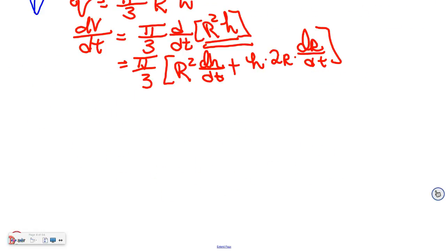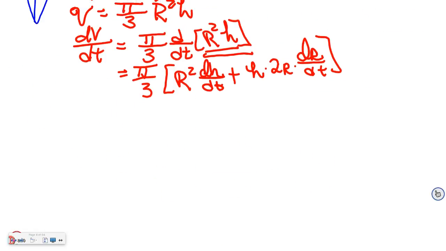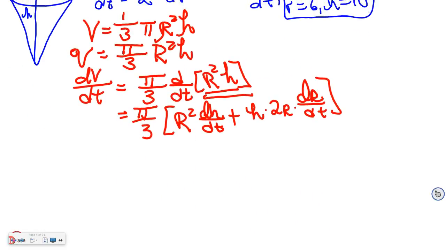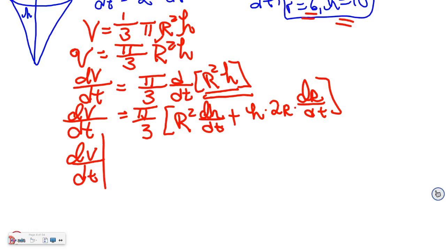What do I do now? Right now, I'm going to take that screenshot. I am looking for the volume, its rate of change, at the instant when the radius is 6 and the height is 10. So I'm going to go over here, and I could even write it with formal notation. I'm going to stop for a moment in time and figure out how the volume is changing at that moment.